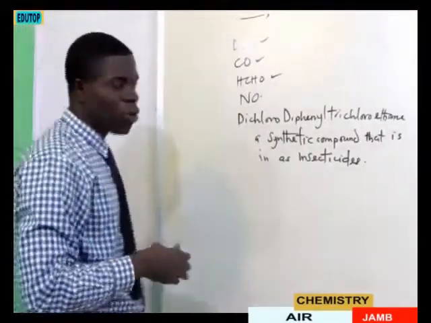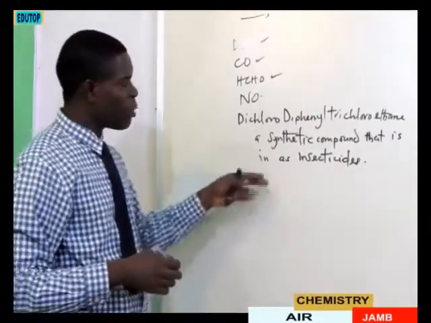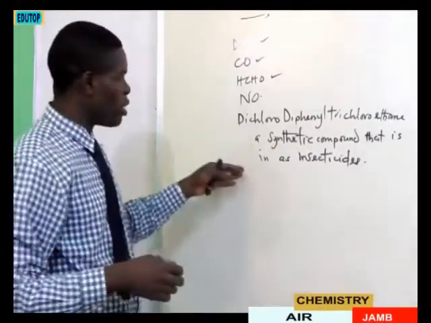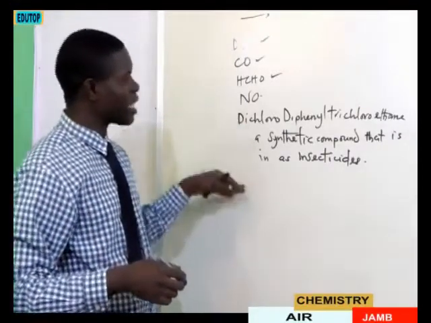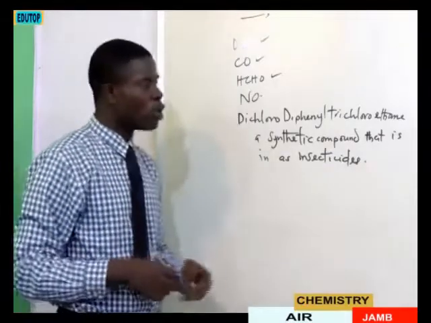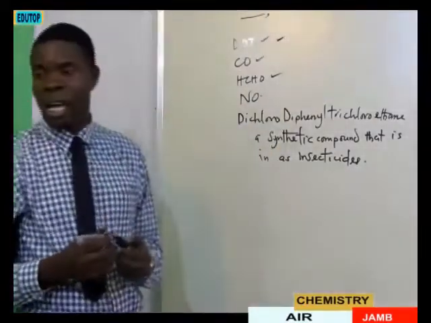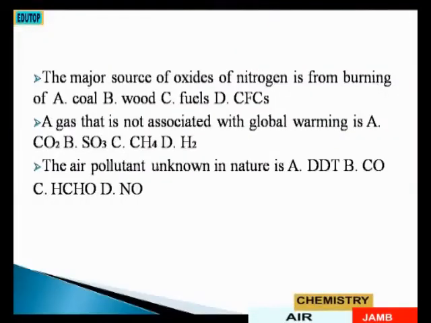So actually in some countries it has been banned because of the fact that it is hazardous. That is why it is unknown in nature. So the answer to that very question is DDT, and DDT is found at option A. That's option A, that's DDT. So option A is a suitable option for question 11.